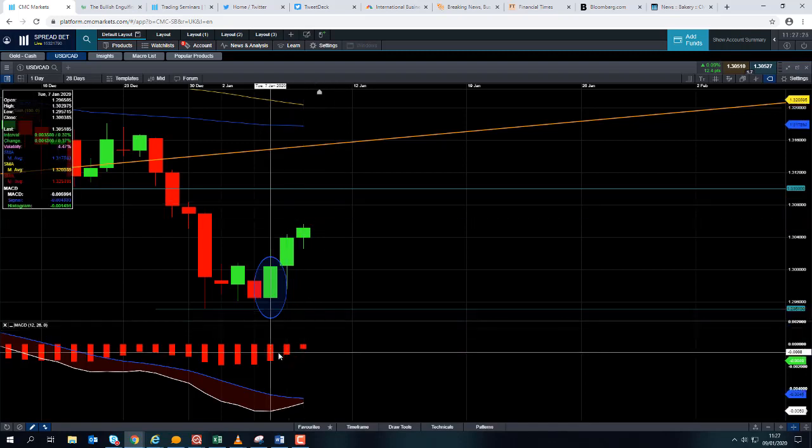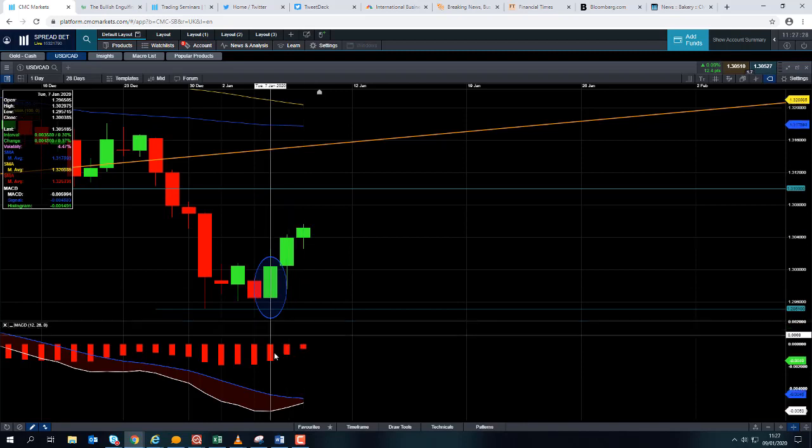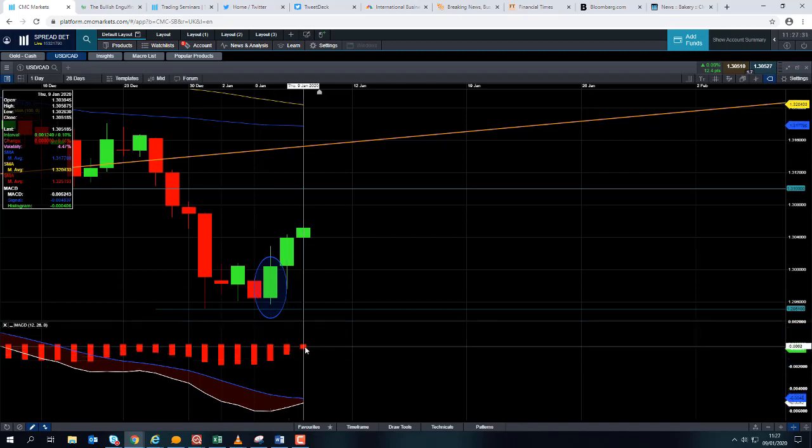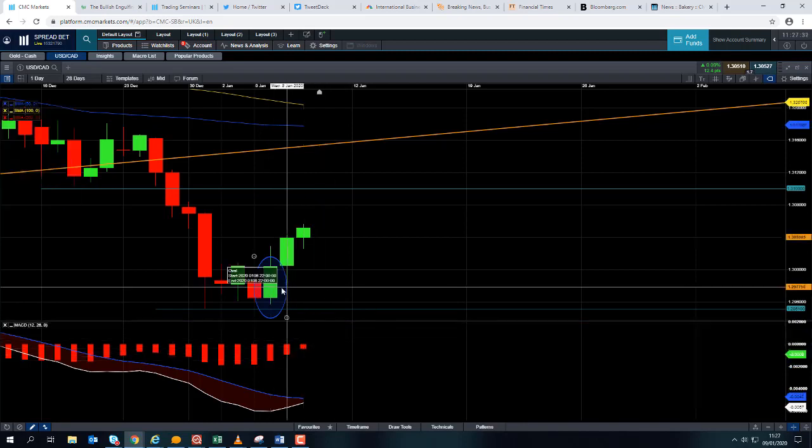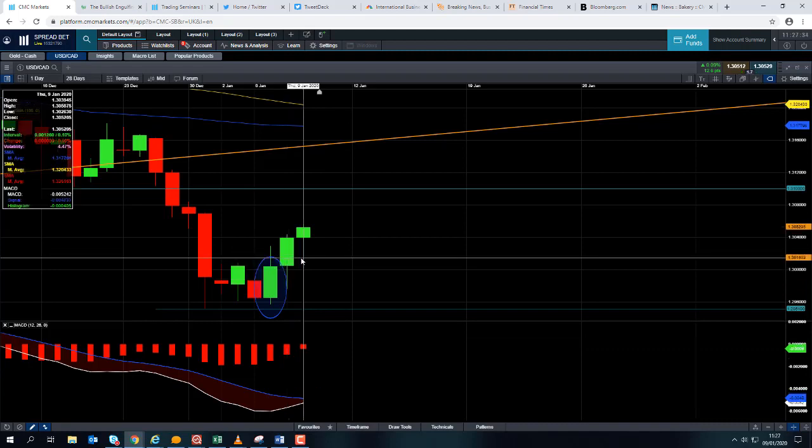Also, if you take a look at the MACD indicator, the MACD histogram, as the market's been moving higher, there's been a steady drop-off in negative momentum. So for the time being, it seems that the momentum is with buyers.